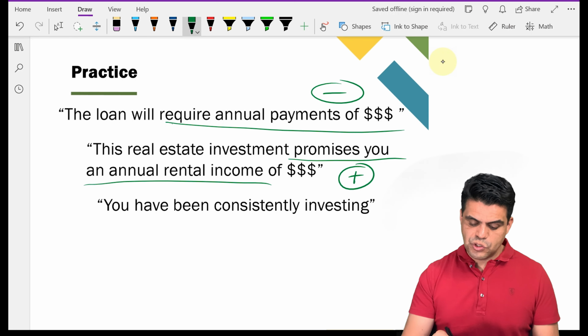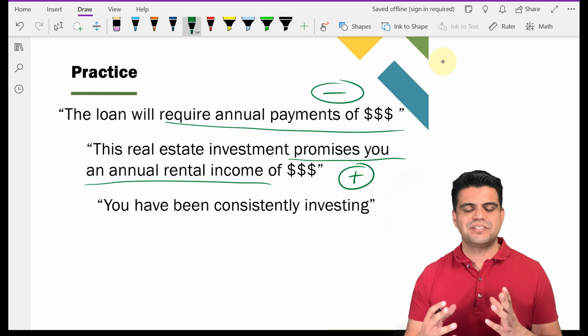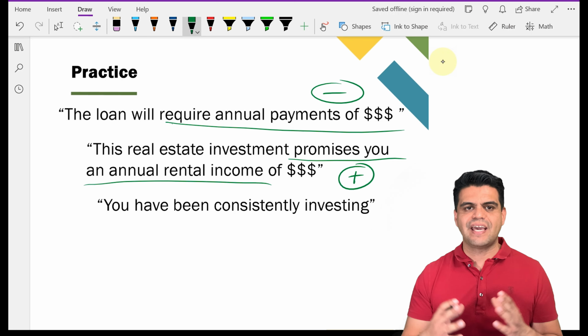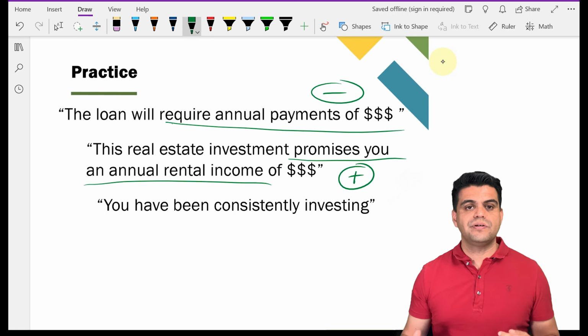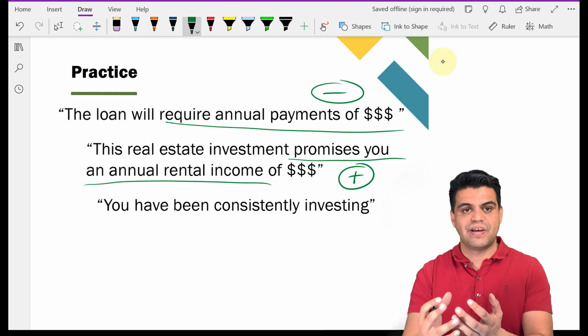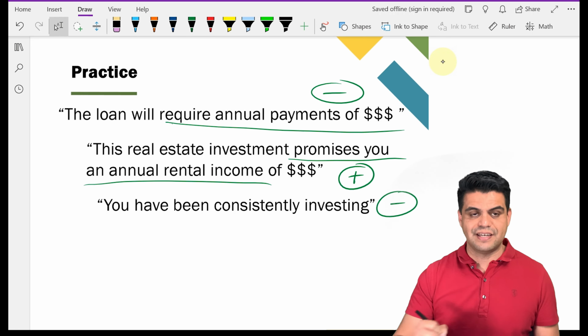Next we have, you have been consistently investing. Okay, you're investing. I know this one's a little tricky because students maybe think investing, it's still my money, but it's not really cash that you have available. You actually had to reduce your cash on hand to make that investment, right? So that cash still needed to leave. So that's going to be a negative.